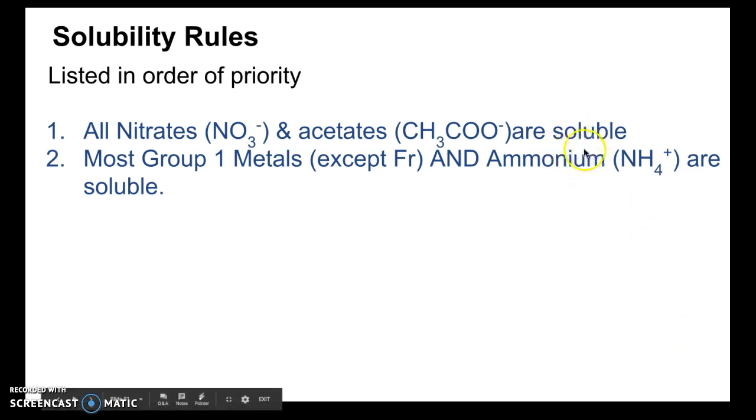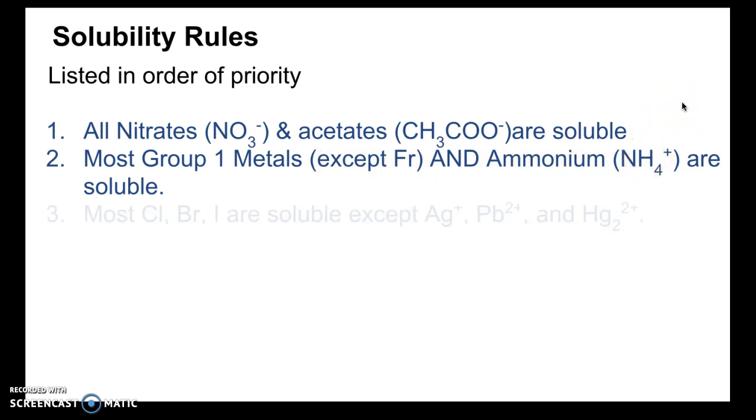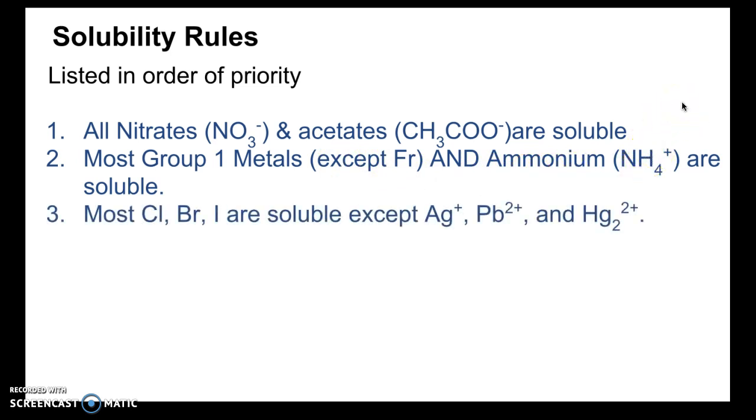That should be ammonium, I-U-M at the end there. NH4 pluses are soluble. So if you see a group 1 metal or NH4 plus in the ionic compound, you should assume it's soluble. Next rule, most chlorides, bromides, and iodides are soluble with the exception of silver.